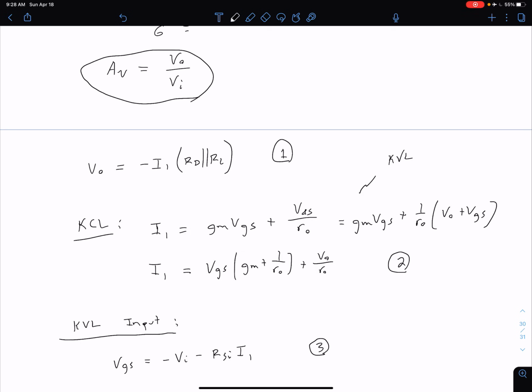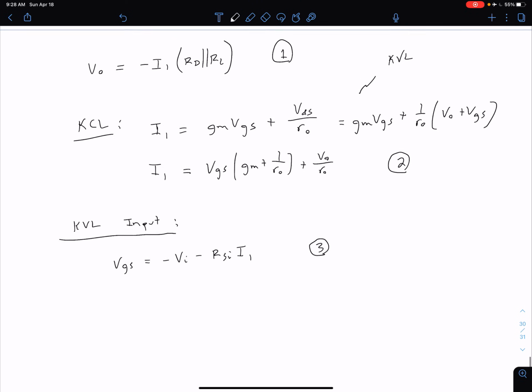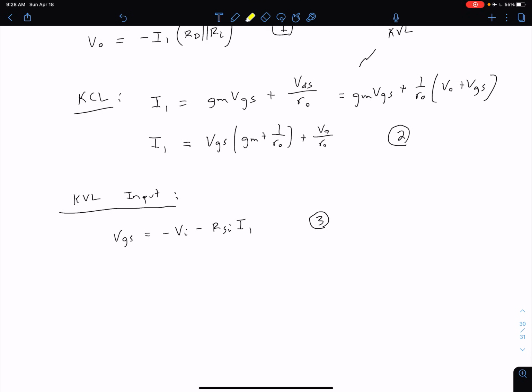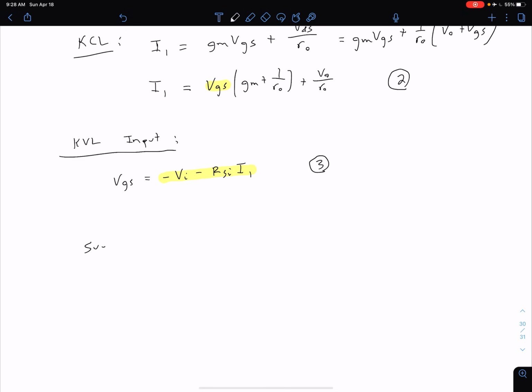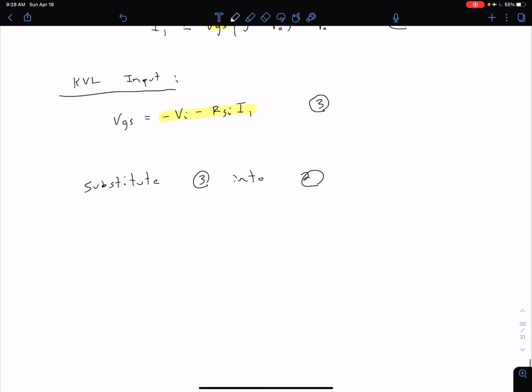So let's start by substituting equation 3 into equation 2. So we're going to take this expression for VGS, and we're going to plug that into our equation 2 here. So let's say we want to substitute equation 3 into equation 2. And I'm not going to go through all of the algebra of that, but if you do have questions about that, definitely let me know.